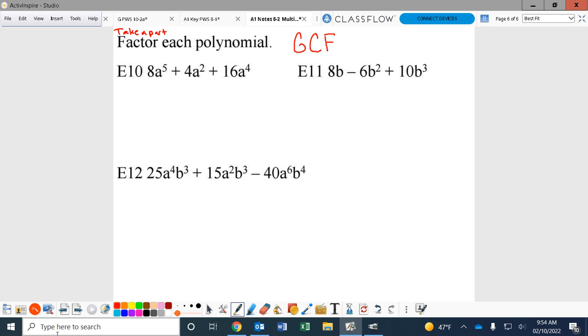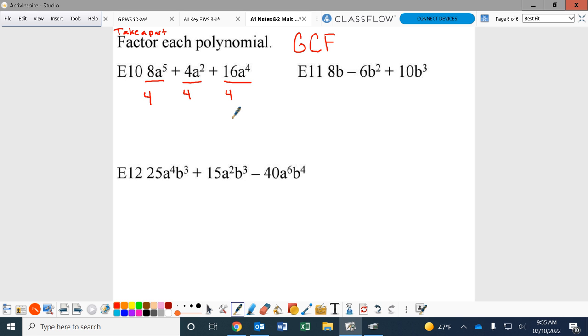So we have to go through that same process we just went through. We're looking at this 8a to the 5th, the 4a squared, and the 16a to the 4th. The smallest of those numbers is 4. Does 4 divide into 8 and into 16? Yes. So 4 would be our GCF. I'm going to put it underneath here, underneath all of them, because we're going to have to divide by this GCF.